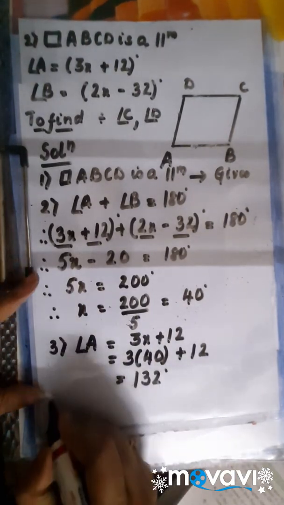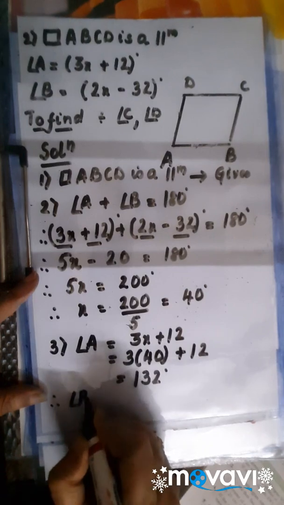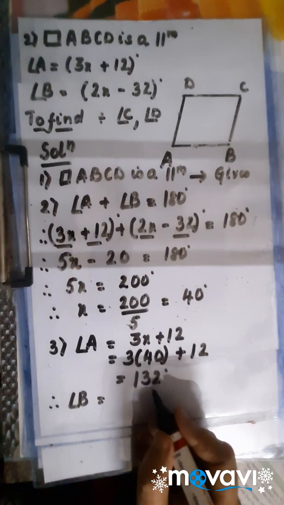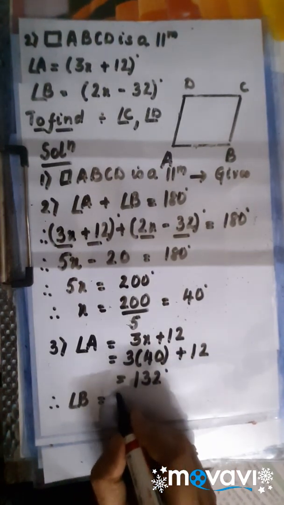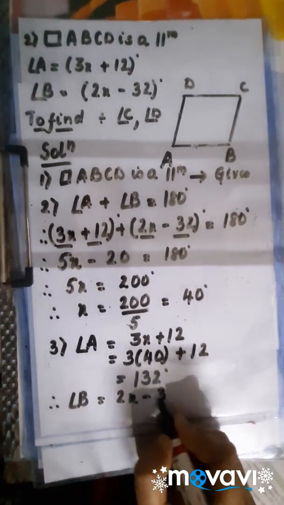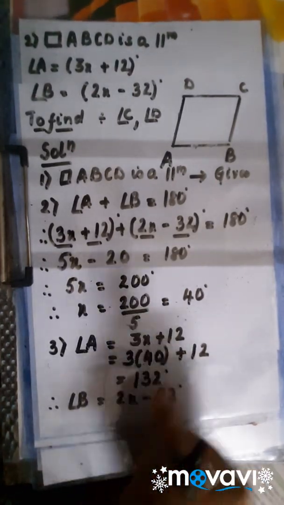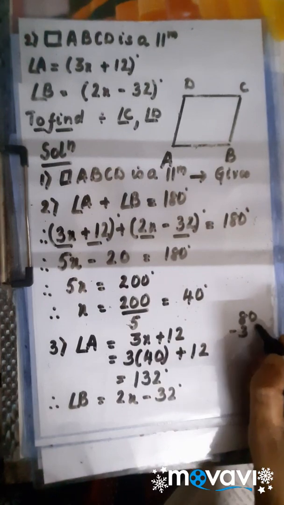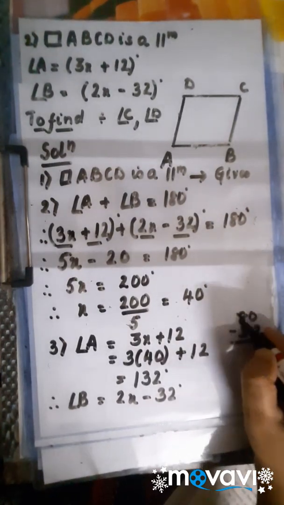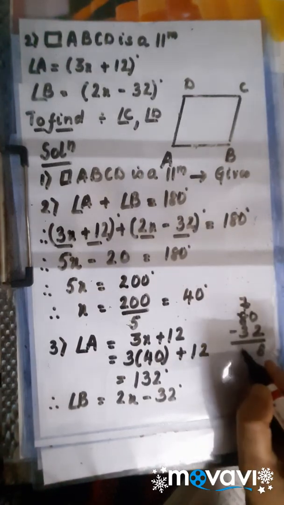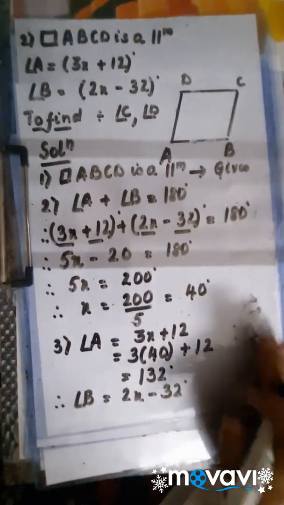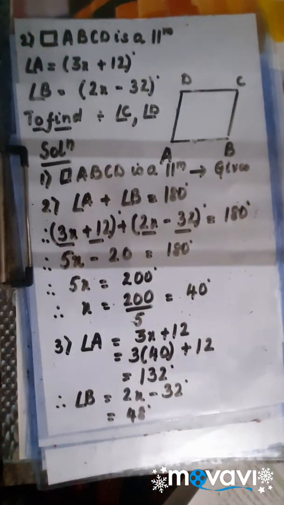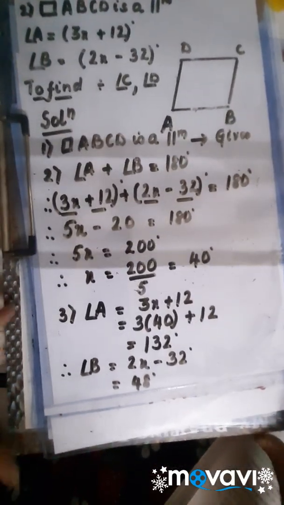Now, therefore, angle B is equal to, we can also do 180 minus 132, or simply we can do it as 2x minus 32 to check my answer. So 2 into 40 is 80. 80 minus 32 is equal to 48. Okay, see, when we add it together also we get the same answer. Is that clear? So we got my angle A as 132 and angle B is 48.